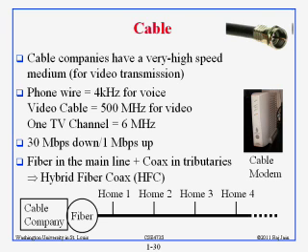For phone, all you need is 4 kilohertz. For video, you need up to 500 megahertz. And you need 6 megahertz for TV per channel. So if you have one channel, you need 6 megahertz. If you are getting 70 channels from the cable company, you have to multiply that by 70. So 70 times 6, so that many megahertz. But the video cable is good. It can take up to 500 megahertz.